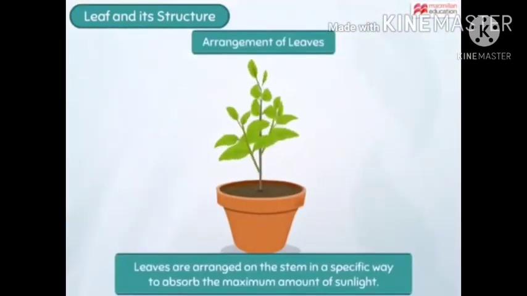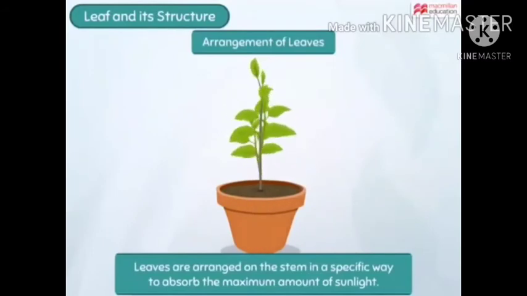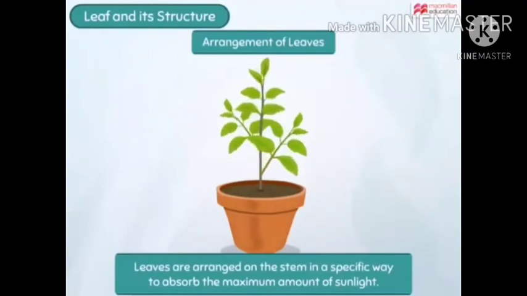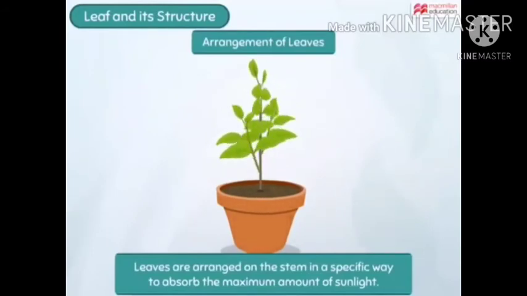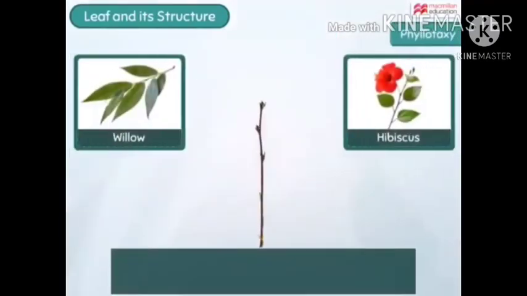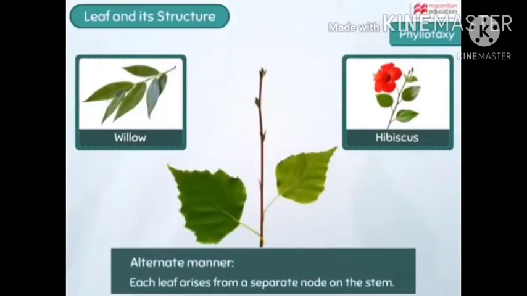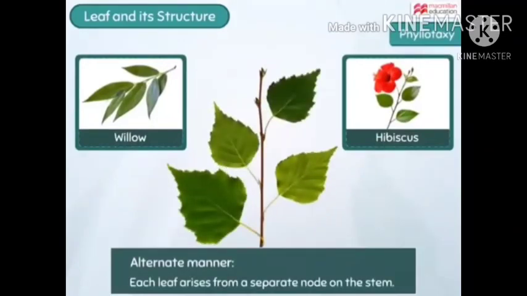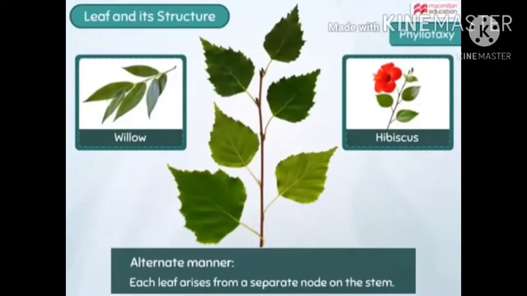The leaves are arranged on the stem in a specific way so that they can absorb the maximum amount of sunlight for photosynthesis. The arrangement of leaves on the stem of a plant is called phyllotaxy. When each leaf arises from a separate node on the stem, the leaves are said to be arranged in an alternate manner.